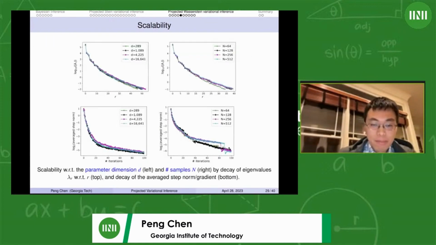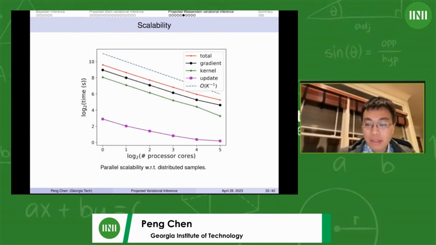And then for PWGD, we have a similar convergence of the eigenvalues and also step norms, and also the parallel scalability here.